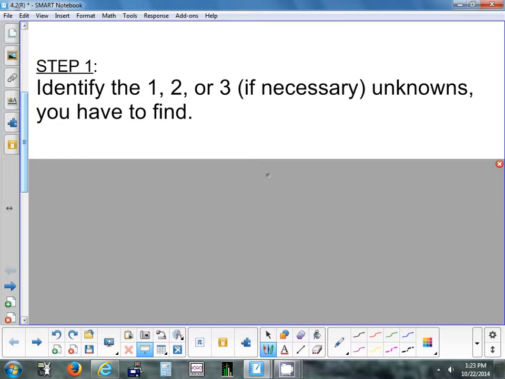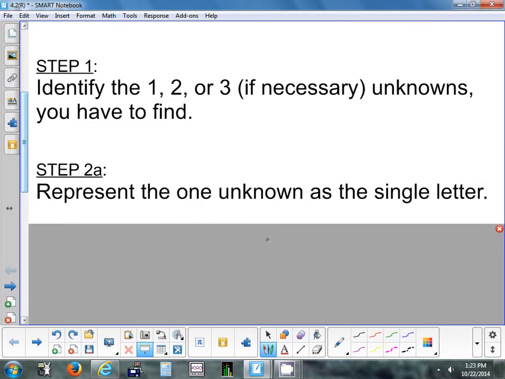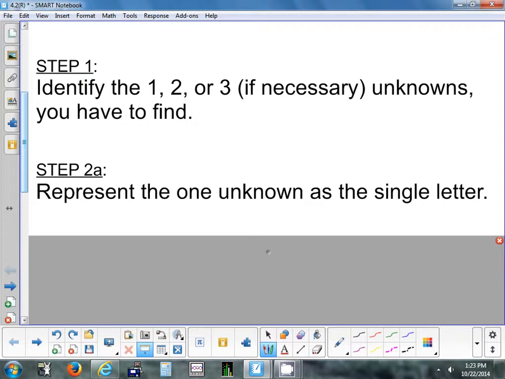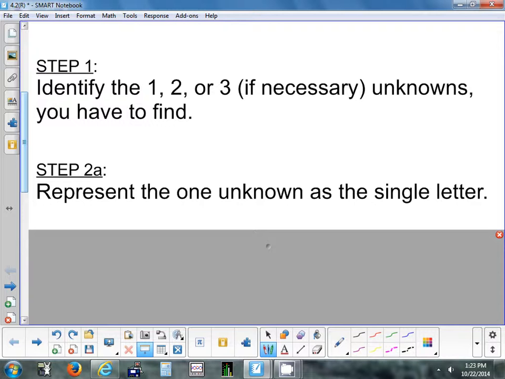So step one, we've identified our unknowns. What are they asking us to find? Step two. Next, you got to figure out which one of the unknowns gets the single letter, and what's the trick for remembering which one gets the single letter? Whatever's at the end. Good job. You read the sentence, whatever's at the end of the sentence.